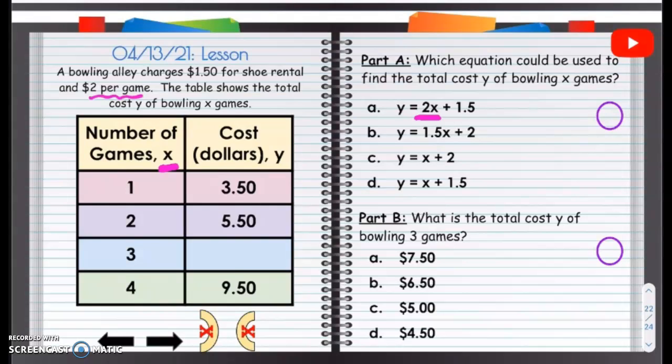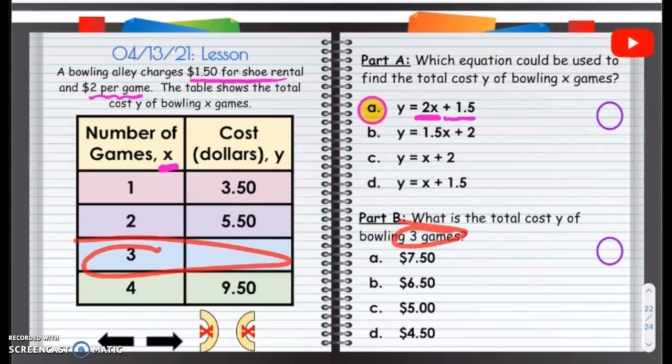Let's check the rest of it. Are we adding the cost of shoes in there, plus $1.50 for shoe rental? Yes, we are. So our answer here is going to be A. Let's take a look at part B. What is the total cost Y of 3 games?